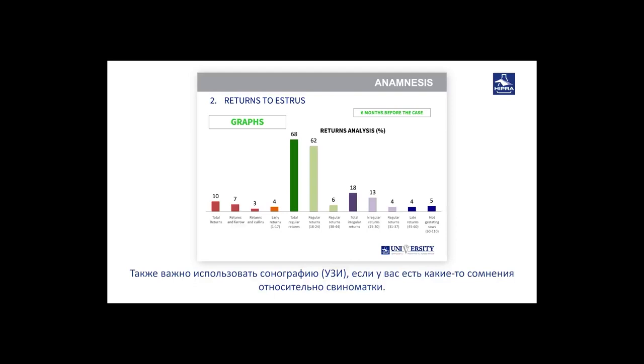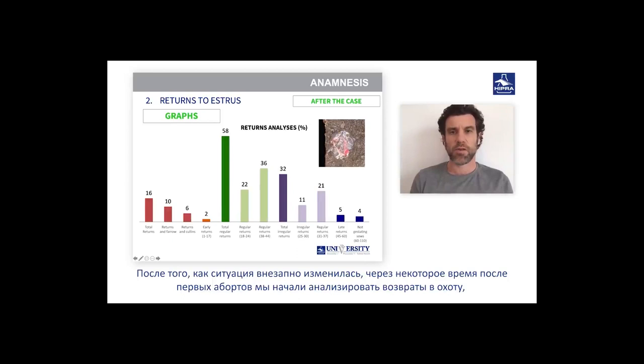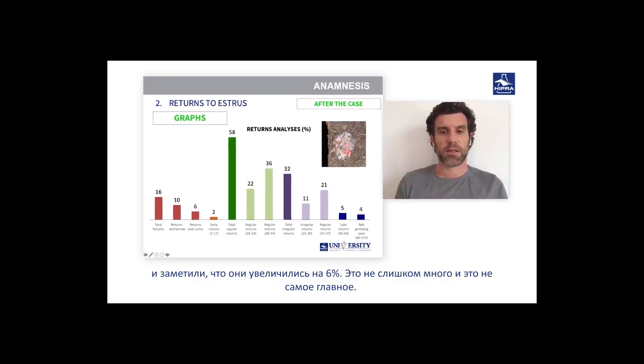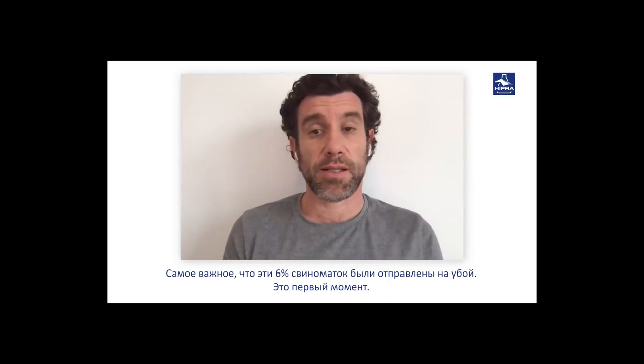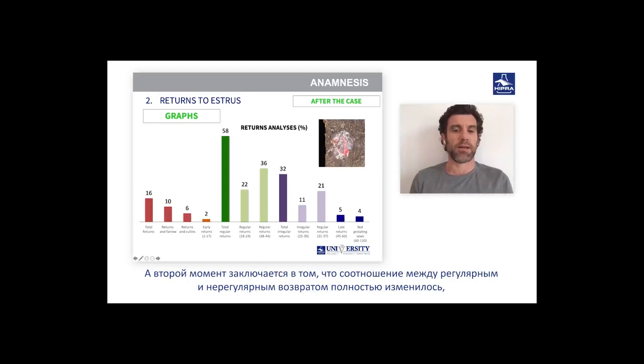Some weeks after the first abortion, we began to analyze the returns, and we observed that the returns had increased by 6%. It's not too much, it's not the most important thing. The most important is that 6% of the sows who had a rebreeding were sent to the slaughterhouse because they didn't recover their health. This is the first point, and the second point is that the relation between regular and irregular rebreedings changed completely, and we began to have more irregular rebreedings, as you can see here in this graph.